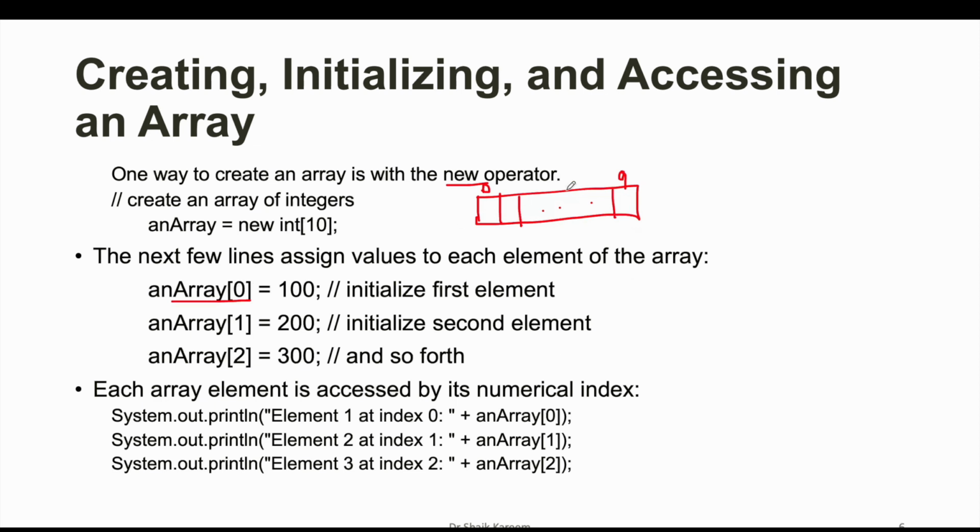Now, this is how we can initialize the values. At the 0th index I want to store 100, at index 1 I want to store 200, at index 2 300, and so on. Now for accessing, if I call array of 0, I can access the 0th element and print it. If you want to add 10 to this 0th element, I write array of index 0 plus 10, and the result will be printed here.